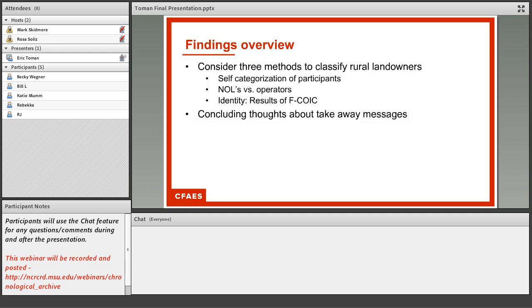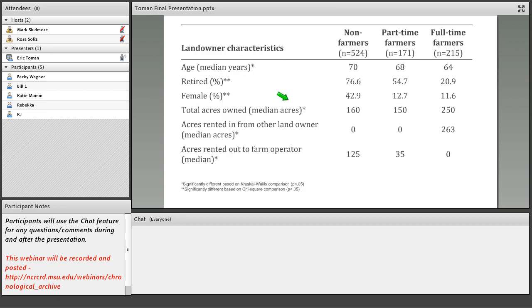All right. As I mentioned, we'll really focus on these different methods to classify our rural landowners. First, self-categorization: we included a question asking participants to categorize themselves as farmers, non-farmers, or part-time farmers. This is also a way for us to provide a check on our farmer collective identity construct scale. We'll also look at non-operator landowners and compare them to operators of different types, and then ultimately identity. This is really looking at the FCOIC scale, and then we'll talk a little about what our results might show. These next few slides have more detail than we might be able to draw on.